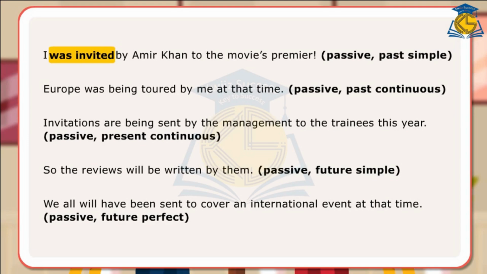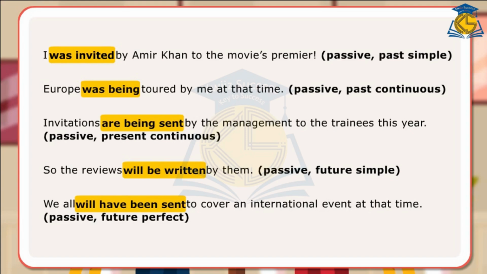Passive past simple. Europe was being toured by me at that time. Passive past continuous. Invitations are being sent by the management to the trainees this year. Passive present continuous. So the reviews will be written by them. Passive future simple. We all will have been sent to cover an international event at that time. Passive future perfect.